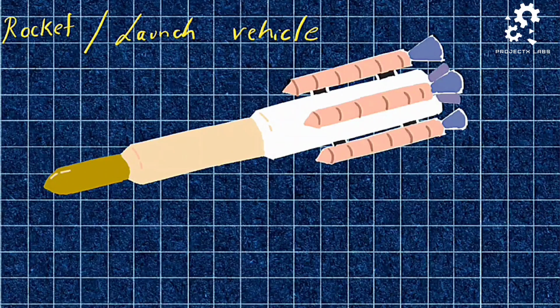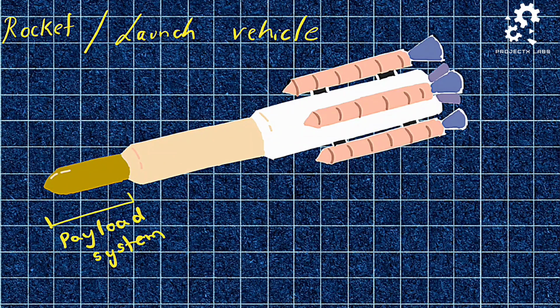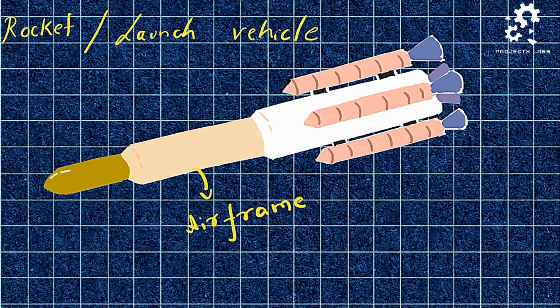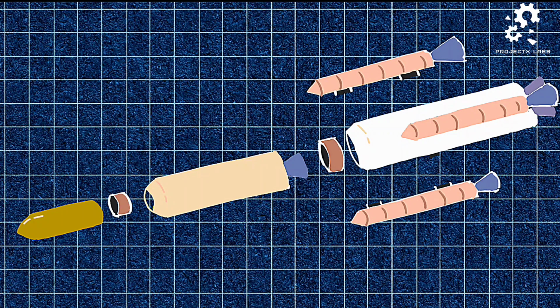Launch vehicle, commonly called a rocket, is used to carry a satellite or spacecraft to outer space. It has a payload system and a propulsion system. These systems are held together by the airframe. Let us go into detail by parting it further.